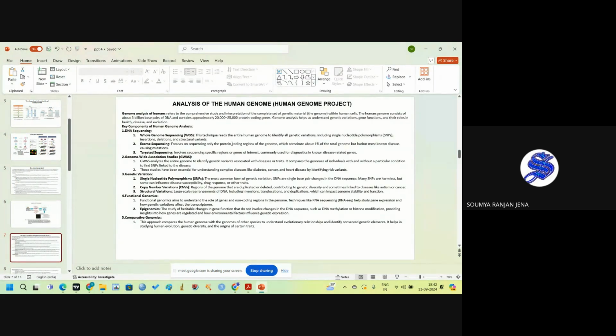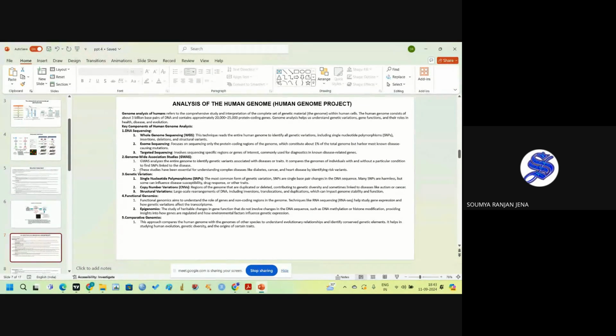If mutation or changes happen to the gene, then it will not inhibit the cancer cells or cancer tissue, and then the cancer progression will occur. These are commonly used for diagnostics in known disease-related genes like cancer.